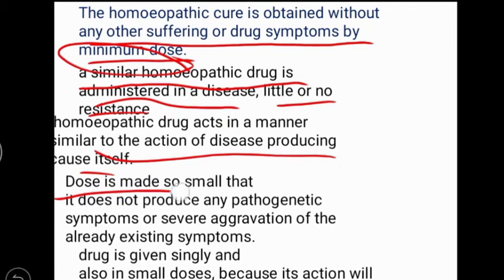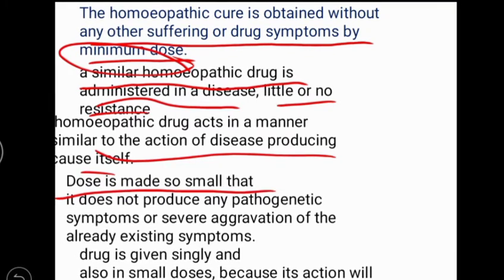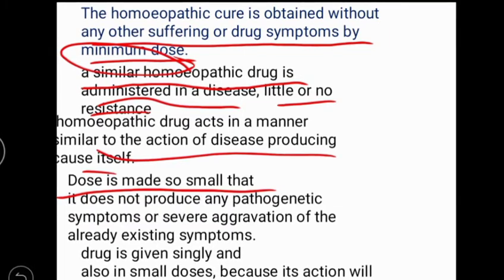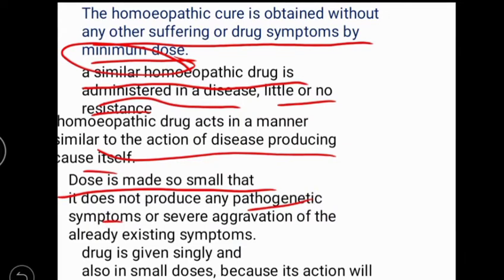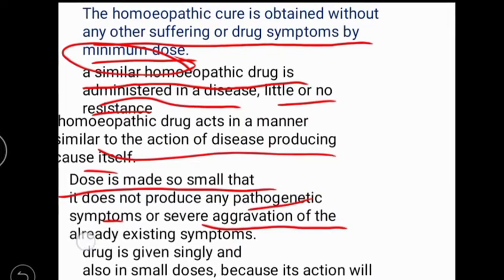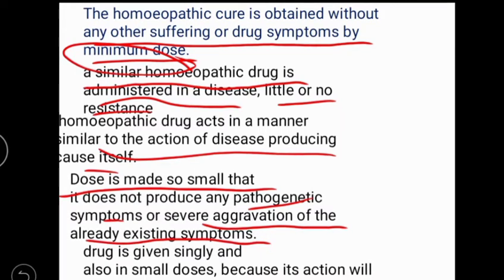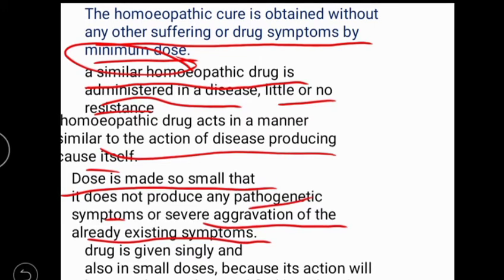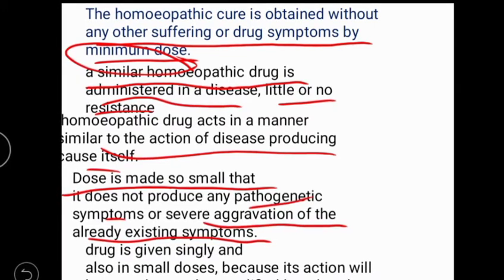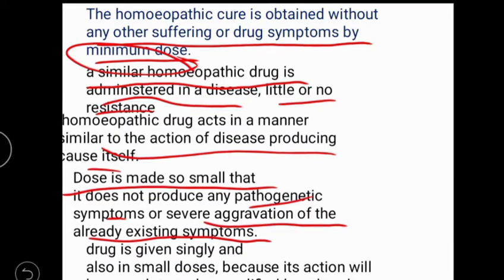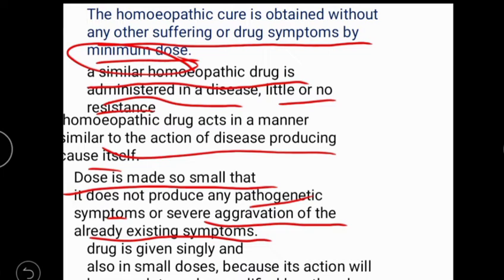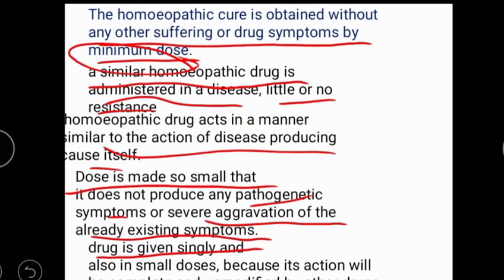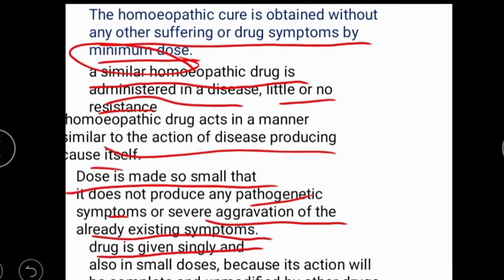Now, the dose is made so small. Why do we give small doses in homeopathy? Because it will not produce any pathogenic symptom or any severe aggravation of the already existing symptoms, those symptoms which already exist and cause the deranged morbid action in our body. They will not be aggravated. So we use the dose on a small scale. Then another point to remember about the action of doses: the drug should be given as a single, small dose.